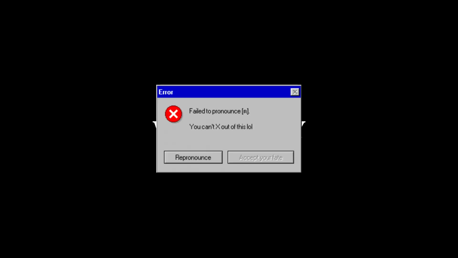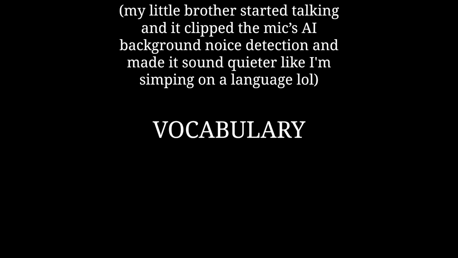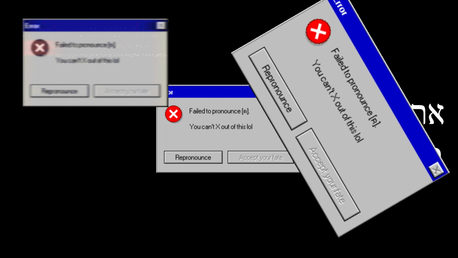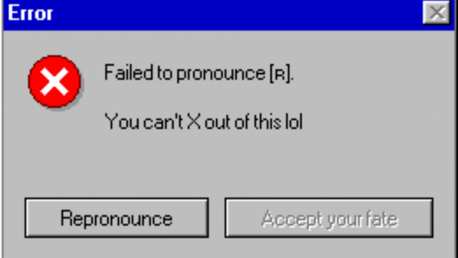Anyway, the vocab is actually pretty normal and decent. I like how easy it is to pronounce most of the words that don't have a resh in them or something. And even if they do, they still sound absolutely beautiful. For example, Arya, I guess, meaning lion. That's what it means. Arya. I'm gonna pronounce it like that because I'm lazy.